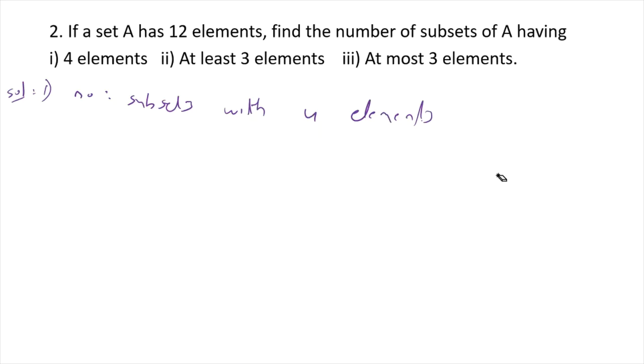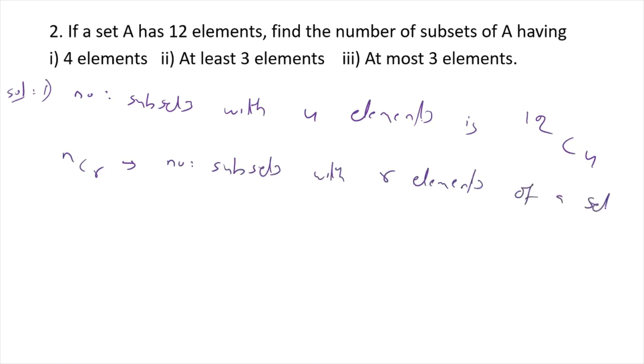So the number of subsets with 4 elements is going to be 12 choose 4. So we are using this result. n choose r stands for the number of subsets with r elements of a set having n elements. So if you know this result, then you can answer the first one.